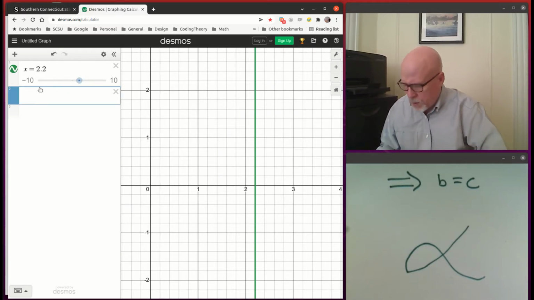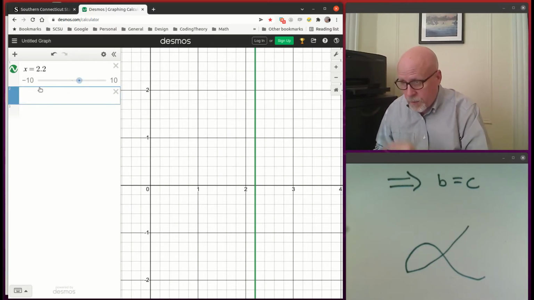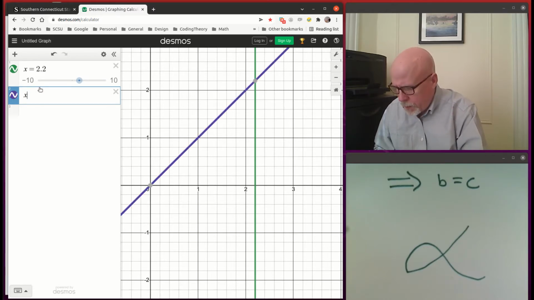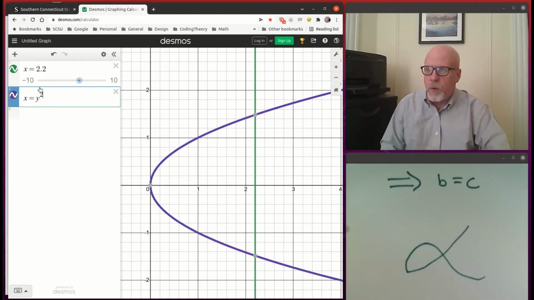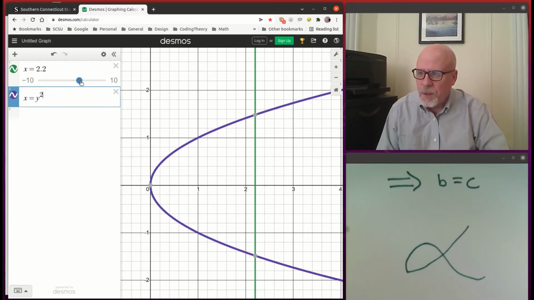Okay, so let me try to put the graph of the thing that fails the vertical line test back on the screen. It's x equals y to the second. There we go. Now we got them both on at the same time. I don't know what was going on with that.